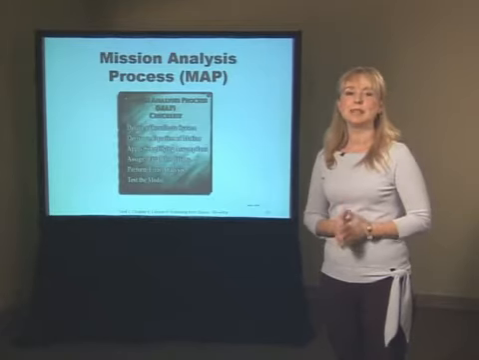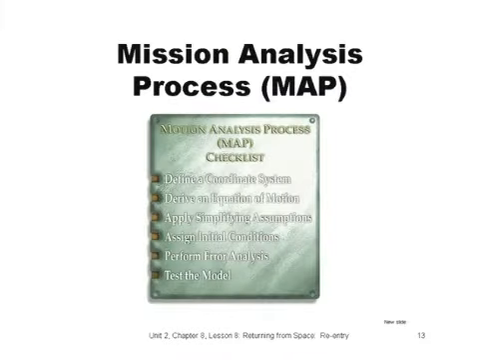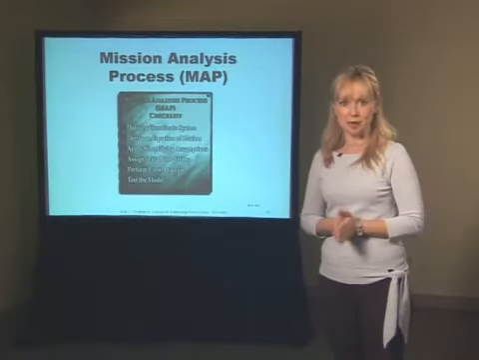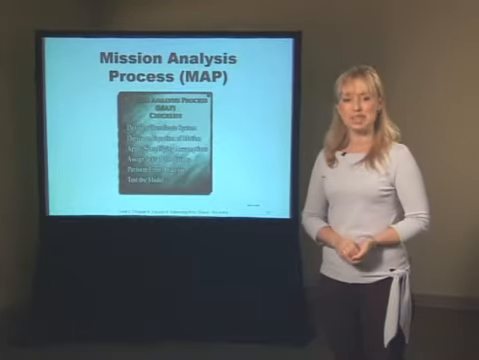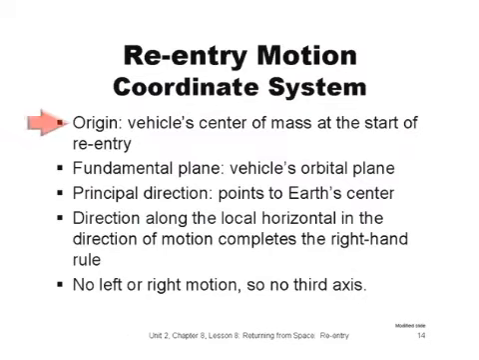To begin analyzing re-entry motion, we need a coordinate system. Think back to Chapter 4 when we discussed the motion analysis process, where our first step was to define a coordinate system. For re-entry motion, we still need an inertial reference frame so we can apply Newton's laws. We create a re-entry coordinate system that provides a way to track where a re-entry vehicle travels. Keep this mission analysis process checklist in mind because all of the checkpoints can be used during this section on re-entry motion. To make things easy, we place the origin of the re-entry coordinate system at the vehicle's center of mass at the start of re-entry.